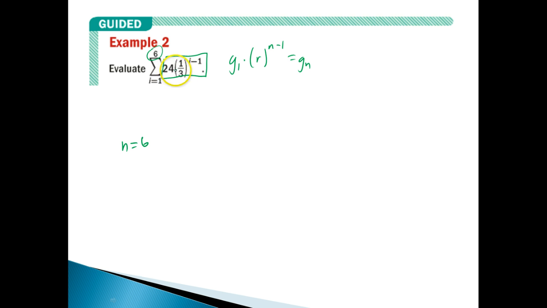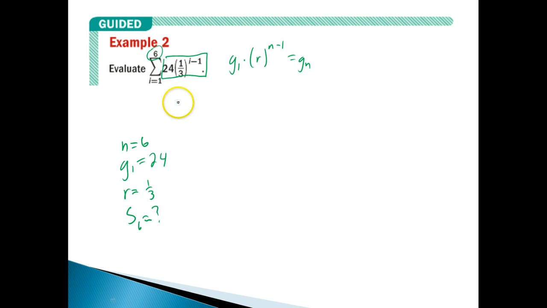So we have some information here that's given to us. It looks like our g1 is 24, and our common ratio, what we're multiplying by every time, is 1/3. And now we're looking for S6. We want to know what S6 is equal to, because they want us to add the first 6 terms.